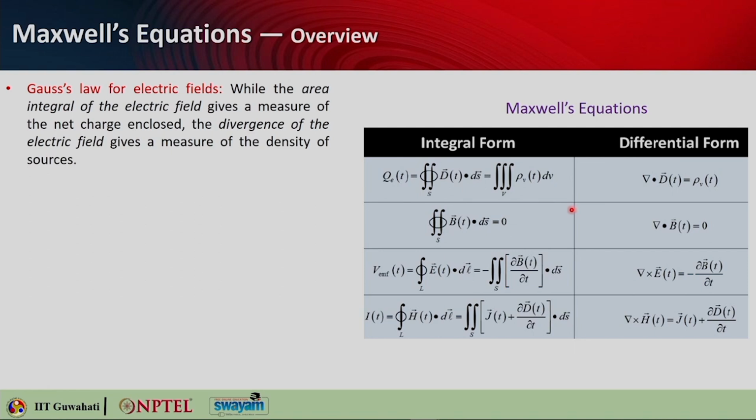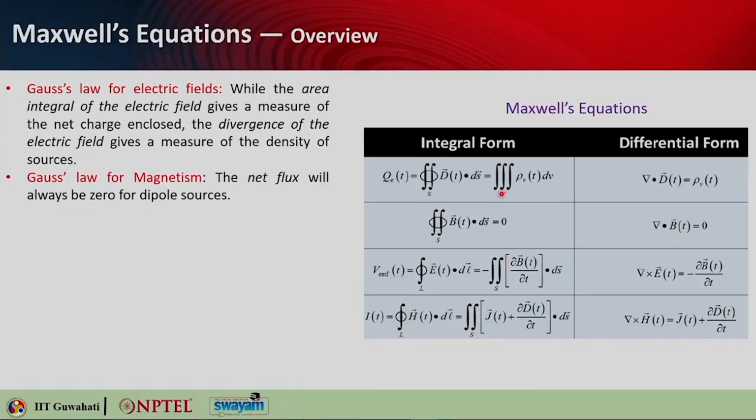It says that while the area integral of the electric field gives a measure of the net charge enclosed, the divergence of the electric field gives a measure of the density of those sources. So here you can see the divergence is giving you the charge density. From this also you can see the integral form: the displacement field integrated over a closed surface is basically giving you the charge that is enclosed.